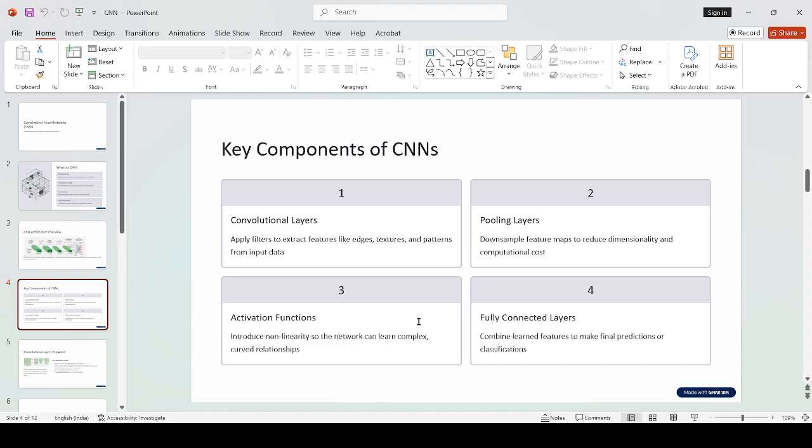The third component is the activation function. Activation functions introduce non-linearity, allowing the network to learn complex relationships. Finally, we have the fully connected layers. These layers combine the features learned by the earlier layers and use them to make the final prediction or classification. So, in simple terms, convolutional layers extract features, pooling reduces dimensions, activation introduces non-linearity, and fully connected layers perform the final reasoning.